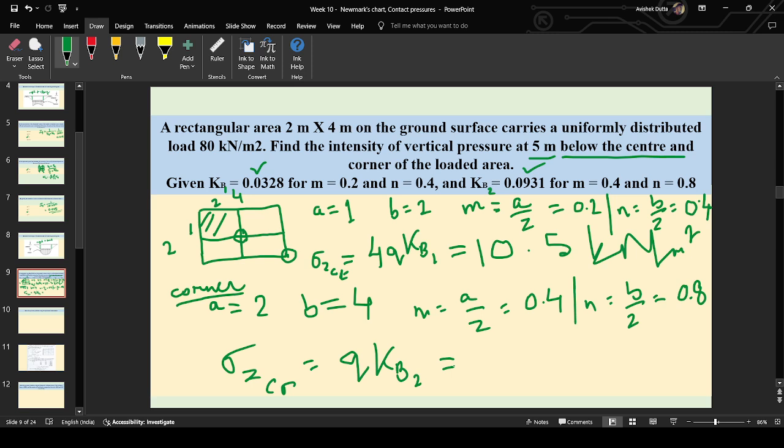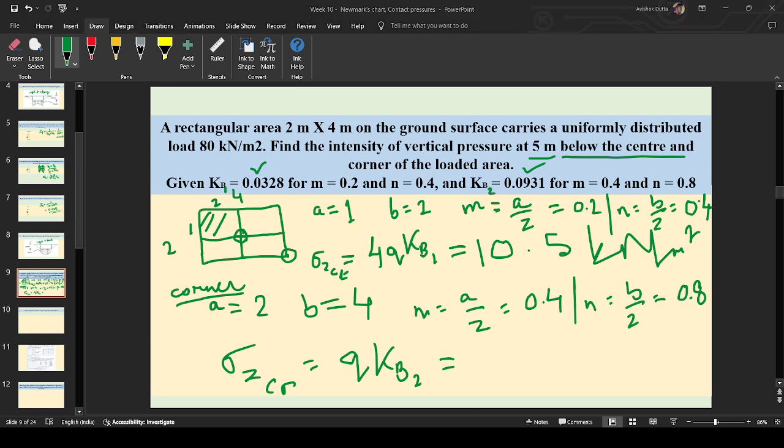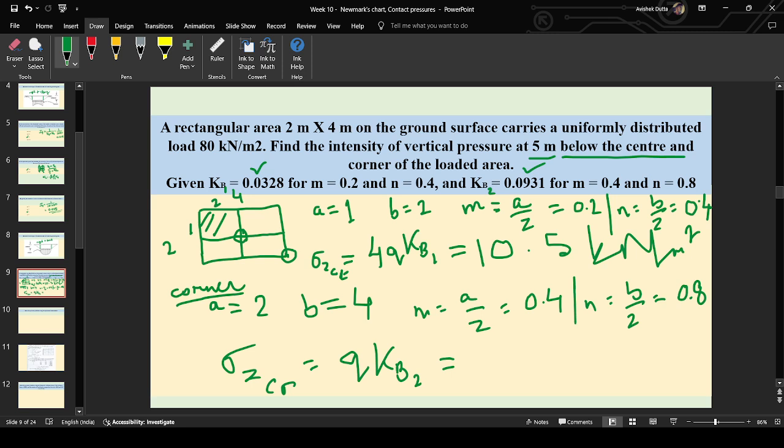What is the answer? So 7.448. Yeah, 7.45 approximately, right? 7.45 kilonewton per meter square. Okay, so this is how you solve this sum. This is one method.